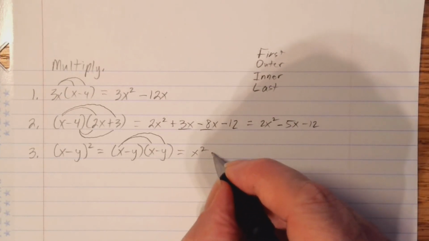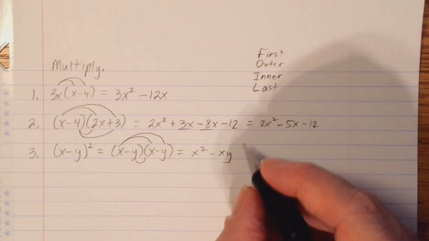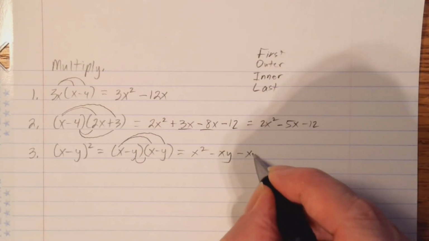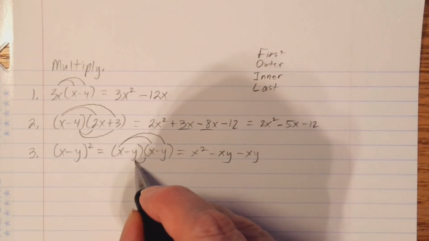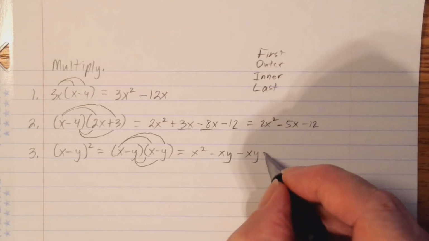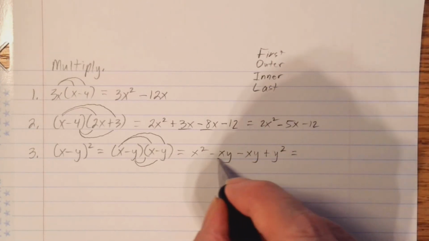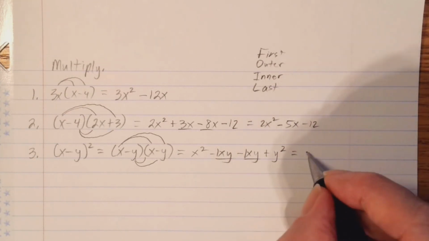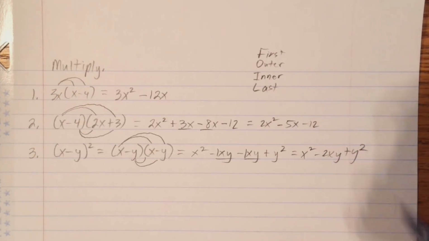X times a minus y we'll write as minus xy. And then our inner product is minus yx. Let's go ahead and put the x and y in alphabetical order. And then a negative y times a negative y becomes a positive y squared. And again, we have some like terms here. Notice those are 1's. We get x squared minus 2xy plus y squared.